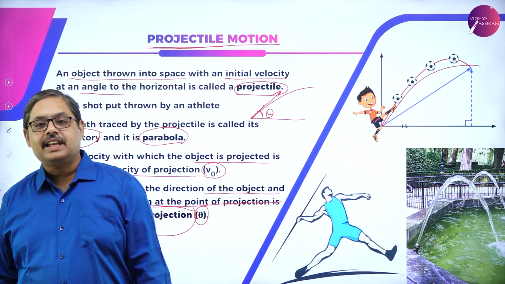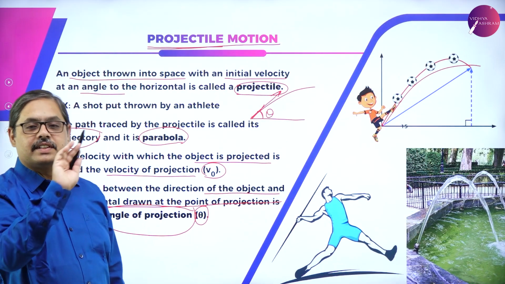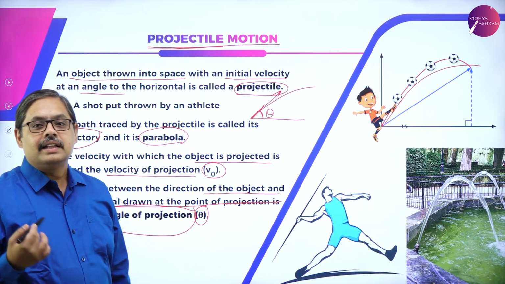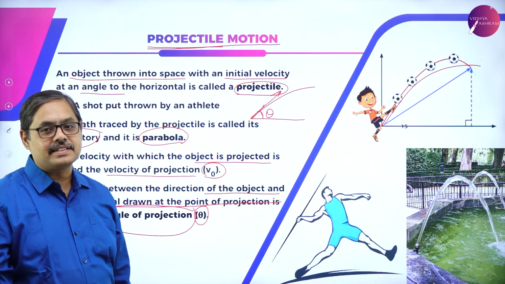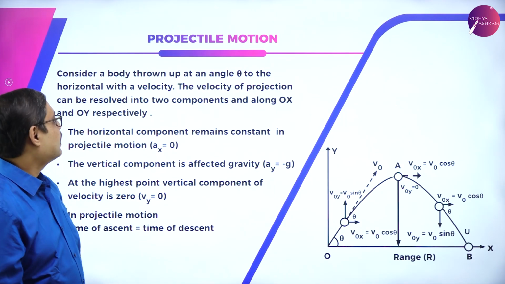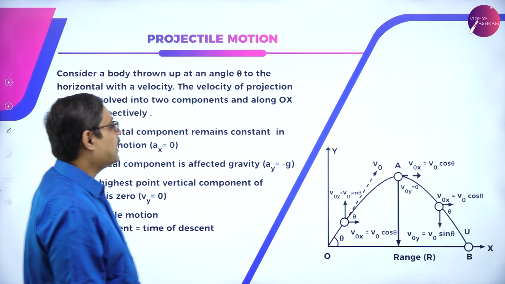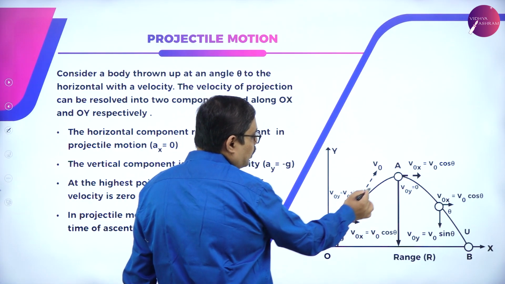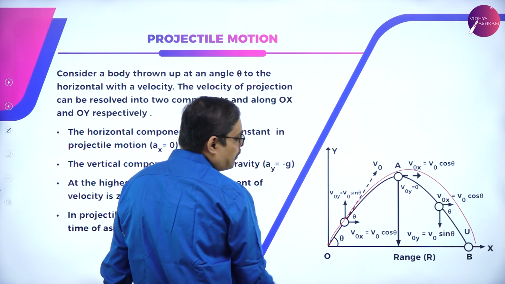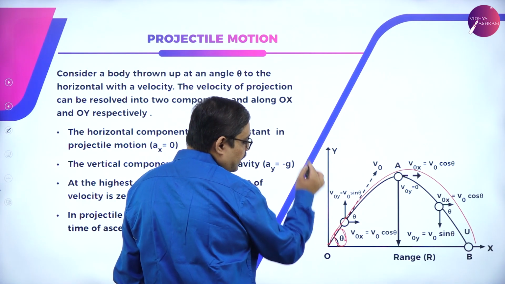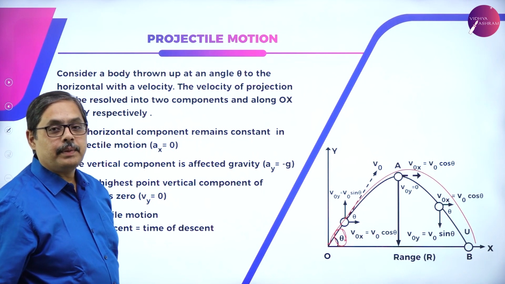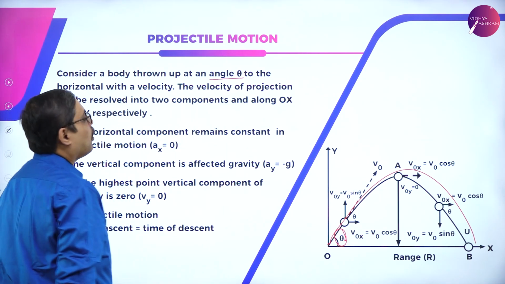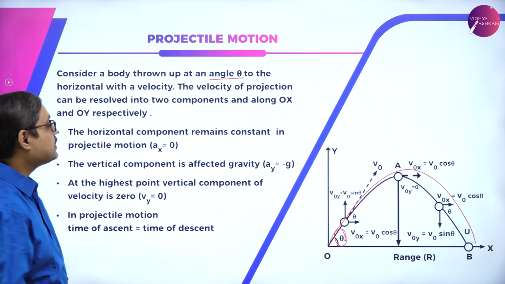So basically any object thrown in space is a projectile. It follows the path of a parabola. The path that it traces is called the trajectory. Let us check further. Consider a body thrown up at an angle theta. A body is thrown into space. It follows a parabolic motion. Let the angle with the horizontal be theta. Consider a body thrown up at an angle theta to the horizontal with some velocity.